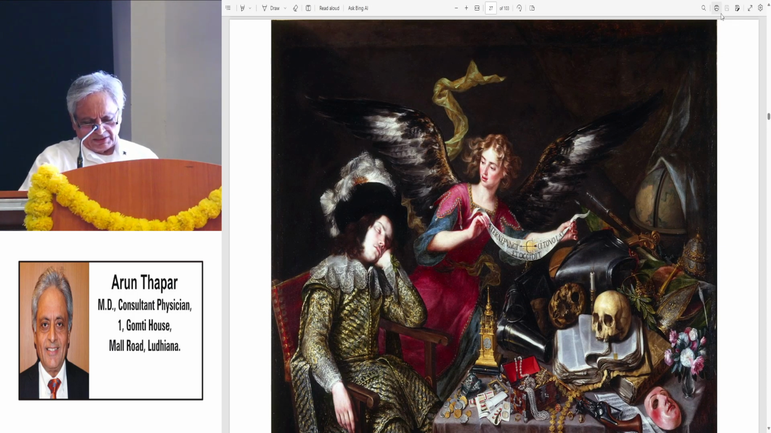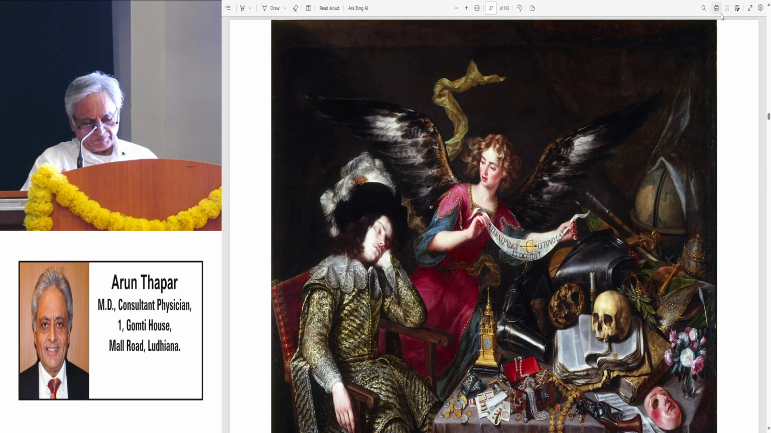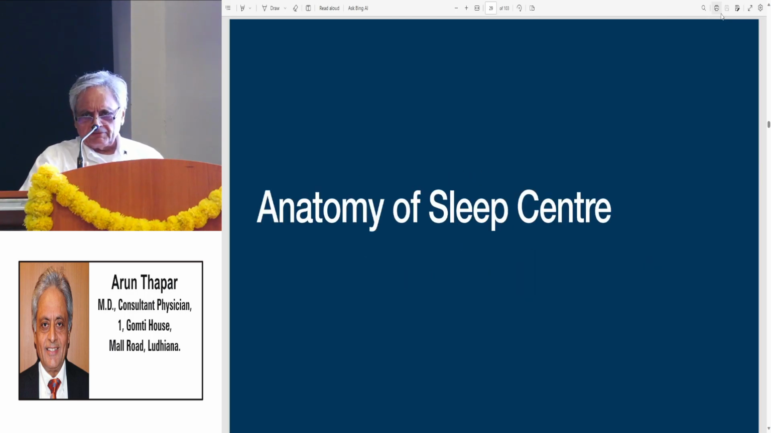Another painting is a world-class painting, The Knight's Dream, by a Spanish painter. Now I'll be briefly touching the anatomy and the physiology, and thereby we'll touch the medical part, the diseases associated with sleep.